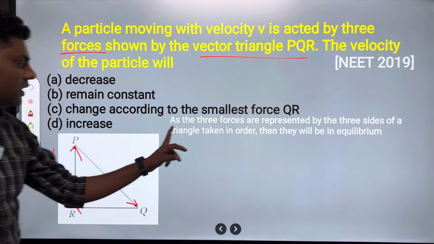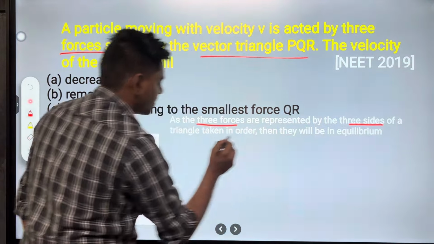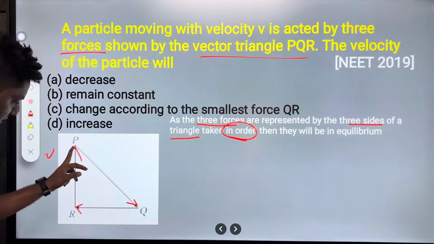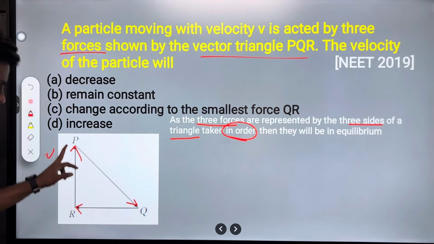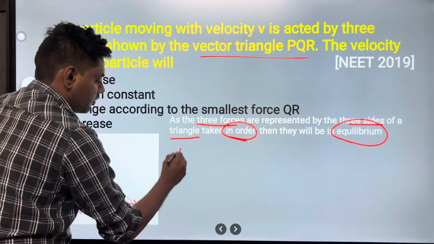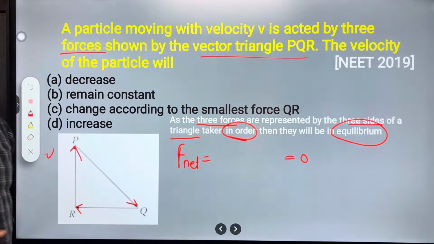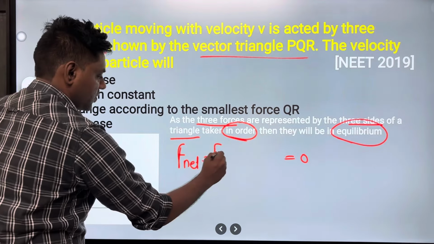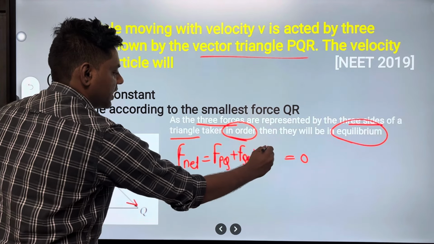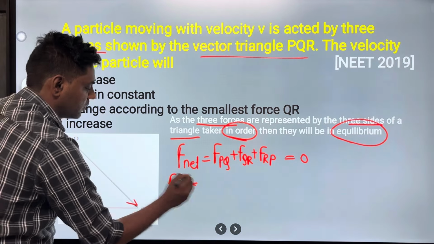What is the meaning of that? Remember, when three forces are represented by the three sides of a triangle taken in order, this is most important, taken in order, first arrow, second and third, then they will be in equilibrium. What is the meaning of equilibrium? Equilibrium means the net force equals what? That is 0. Net force means the summation of all forces: first force PQ, second force QR, and last force RP. So what is the net force? Net force equals, so what is the formula?